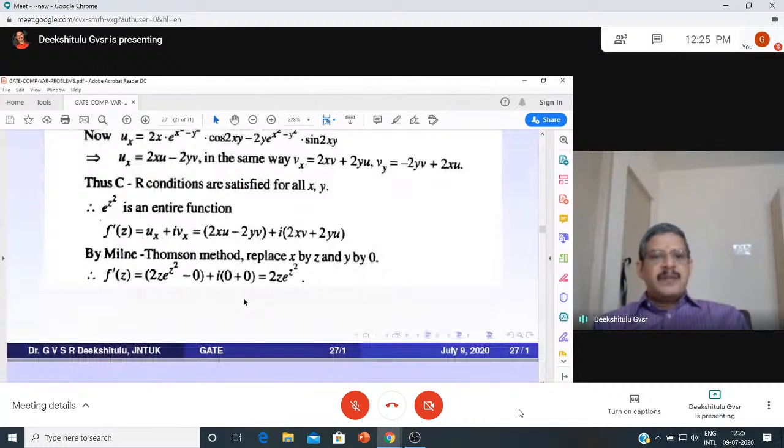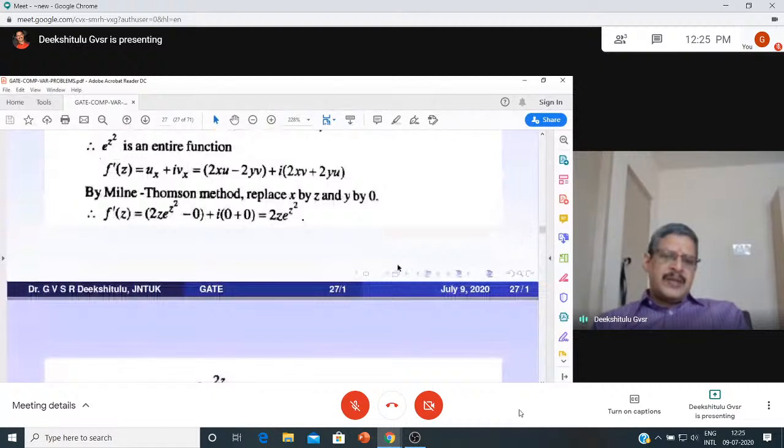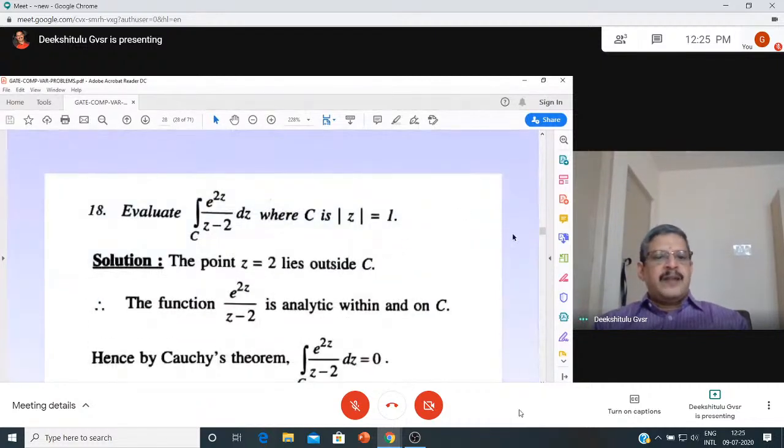And the first partial derivatives, if you see, exponential functions are always continuous, and sine and cosine functions are always continuous. So all the conditions are satisfied, necessary and sufficient conditions are satisfied. So hence f is analytic.